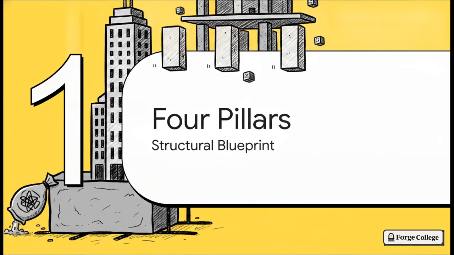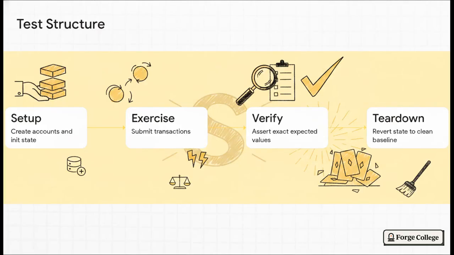All right, let's jump straight into section 1. The absolute non-negotiable foundations of literally any integration test you will ever write on Solana. Think of this as pouring the concrete before you start stacking bricks. Every reliable test is basically a contract with 4 strict clauses: set up, exercise, verify, and tear down. You got to make every single one of these explicit.